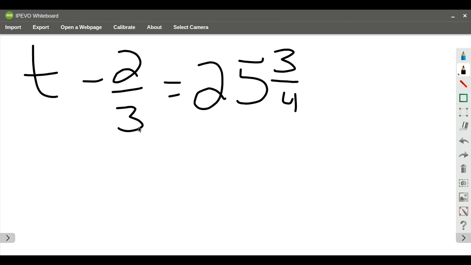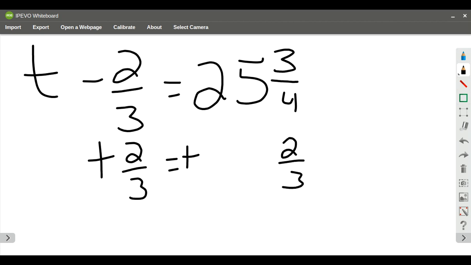My first step is going to be to identify the inverse operation. So I come over here, it's subtract 2/3. So my inverse operation is going to be add 2/3. When I add 2/3, I need to add 2/3 to both sides. And I'm going to go ahead and set my problem up vertically so that I have room to make these equivalent fractions, because I don't have like denominators.